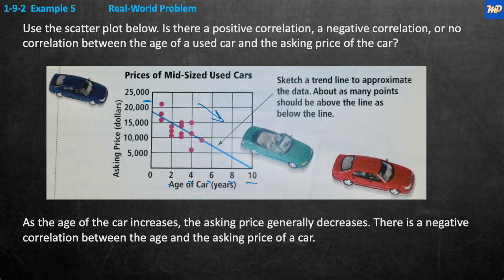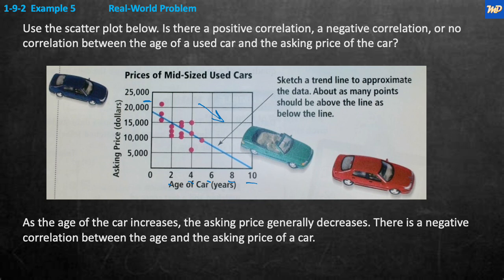Okay, so it says sketch a trend line to approximate the data. About as many points should be above the line as below the line. So that's kind of what they're doing here too. You draw the line in the middle, so if you have 6 points above the line, you're probably going to have 6 points below the line. But it has to be a straight line too. At least these are linear graphs.